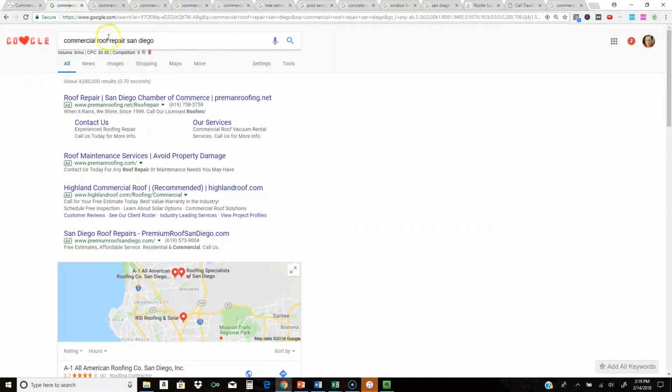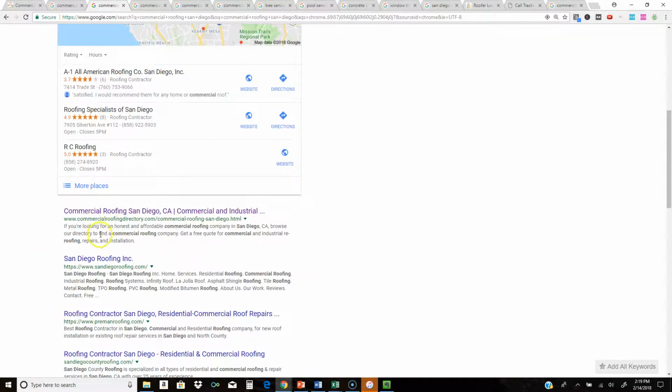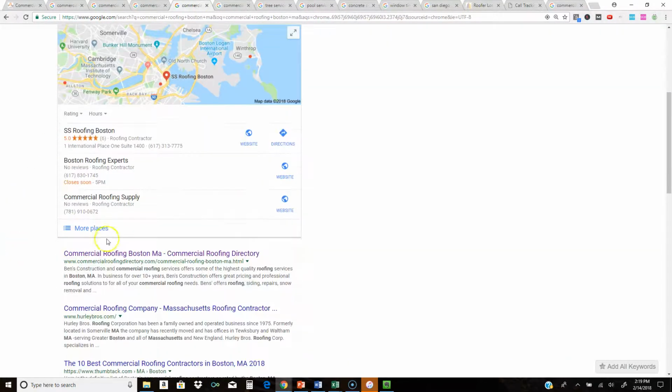So I also have the site commercial roof repair, commercial roofing in San Diego. That's got up to the #1 spot. It fluctuates between number 1 and #8. Commercial roofing Los Angeles also fluctuates between #1 and #7. Commercial roofing Boston, #1 here. And so these don't convert very well because it's kind of just something I was testing out.